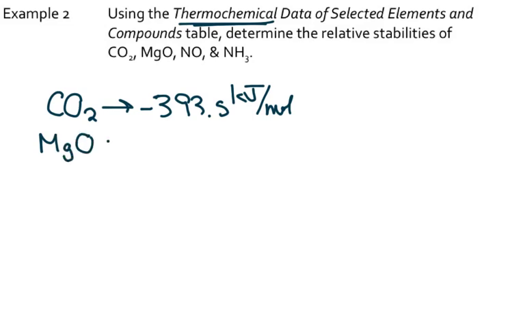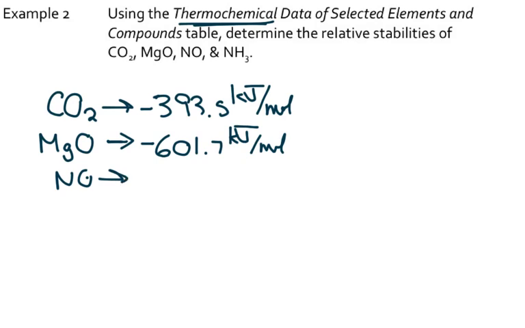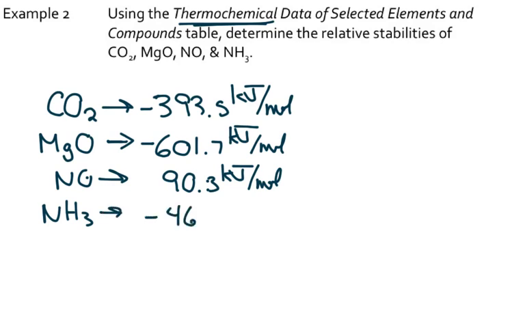MgO, delta H is negative 601.7 kilojoules per mole. NO is positive 90.3 kilojoules per mole. And NH3, negative 46.1 kilojoules per mole.